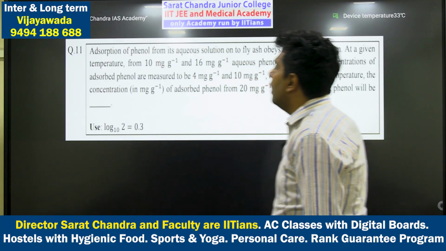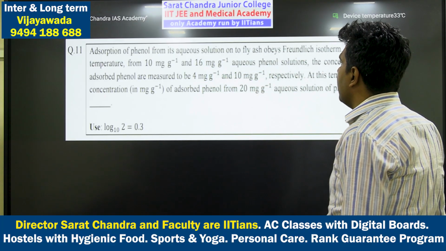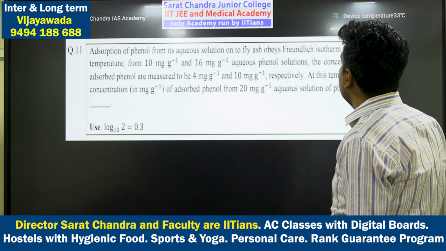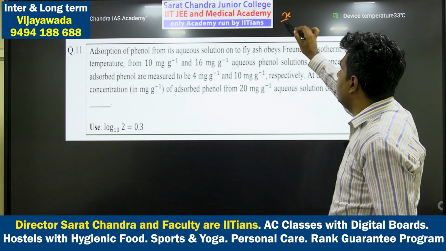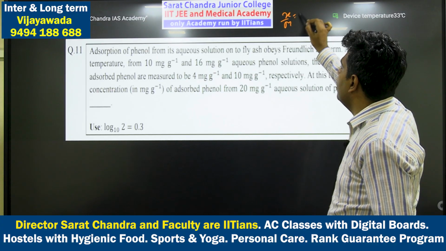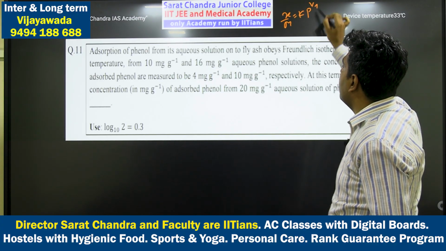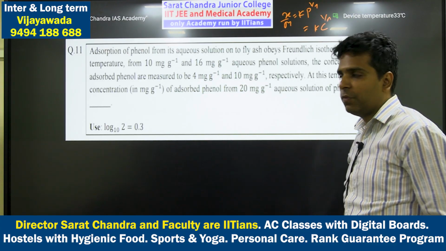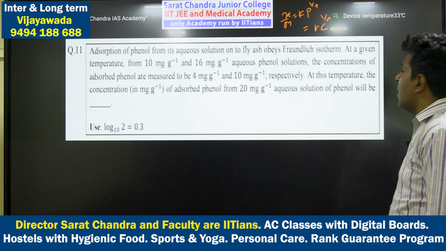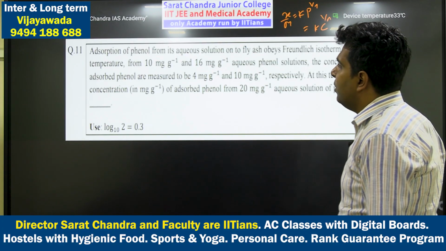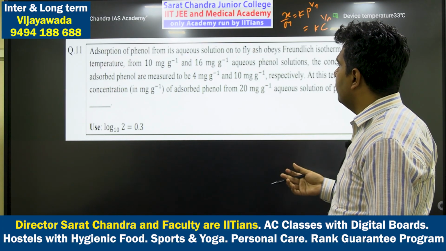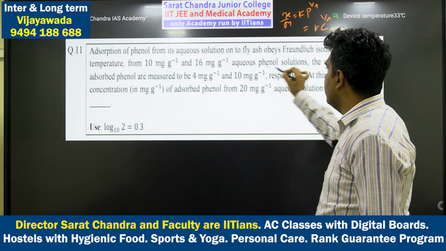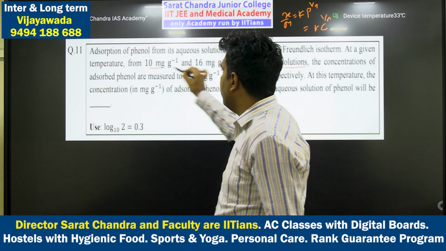Next question. Adsorption of phenol from its aqueous solution onto fly ash obeys the Freundlich isotherm. So according to the Freundlich adsorption isotherm, the extent of adsorption x by m is equal to K into P raised to power 1 by n, and we can write this as concentration raised to power 1 by n. At a given temperature, from 10 milligrams per gram and 16 milligrams per gram aqueous phenol solution, so these were the concentrations of the phenol solution.